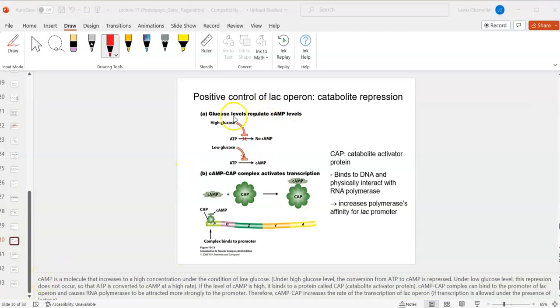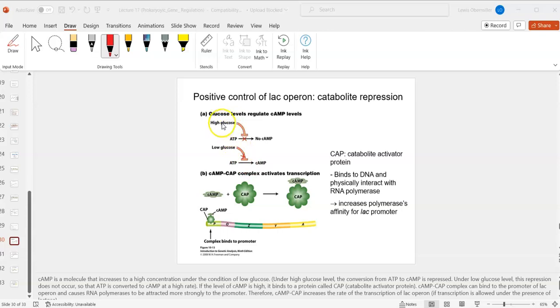Okay, I'm going to finish this. So glucose regulates cyclic AMP levels. When you have high glucose, you don't get high levels of cyclic AMP produced. And so there's no cyclic AMP in situations where you have high glucose levels. No cyclic AMP is made. When in low glucose levels, you get high levels of cyclic AMP.